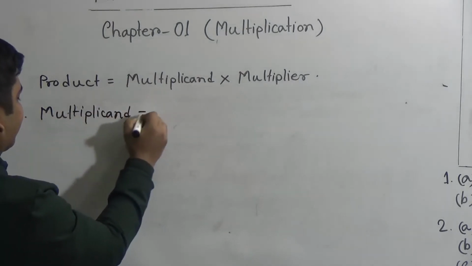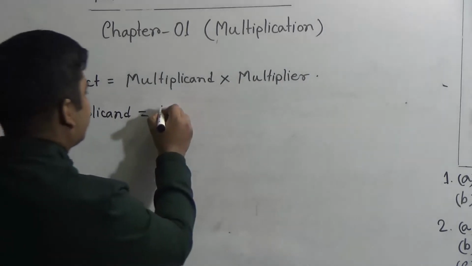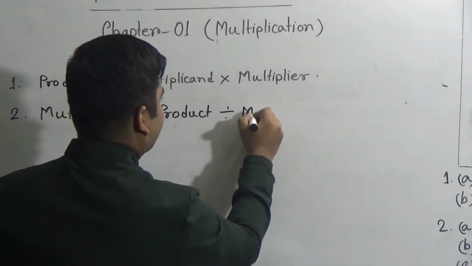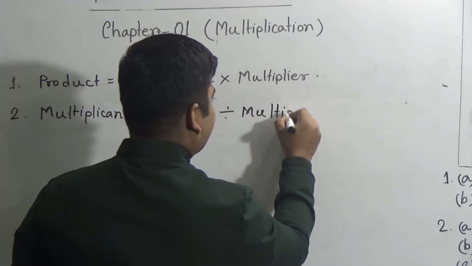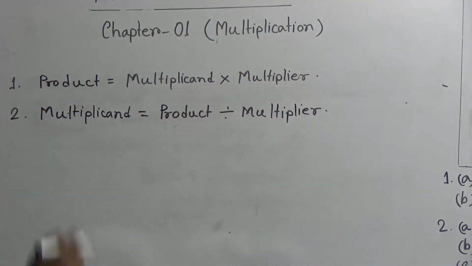Multiplicand. Okay. So what is the formula of multiplicand? Multiplicand equals product divided by multiplier. I hope you have understood. Next, number 3.